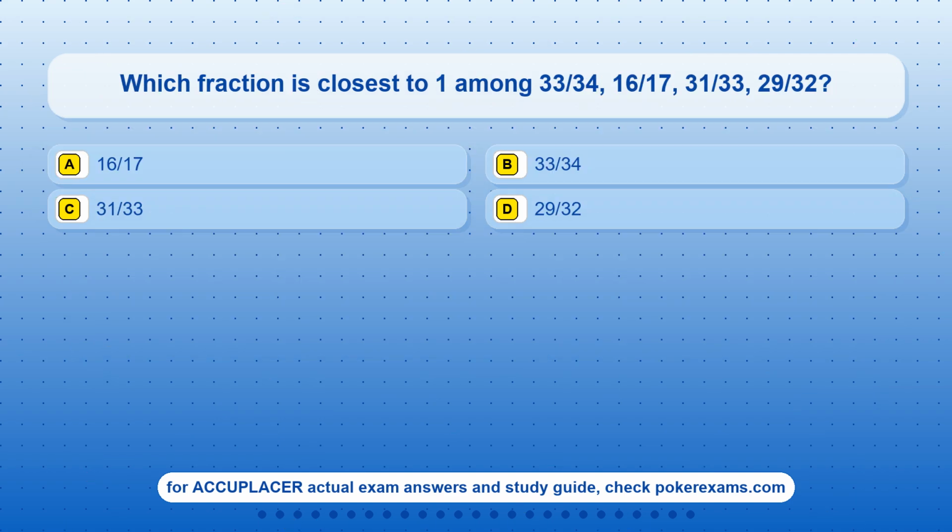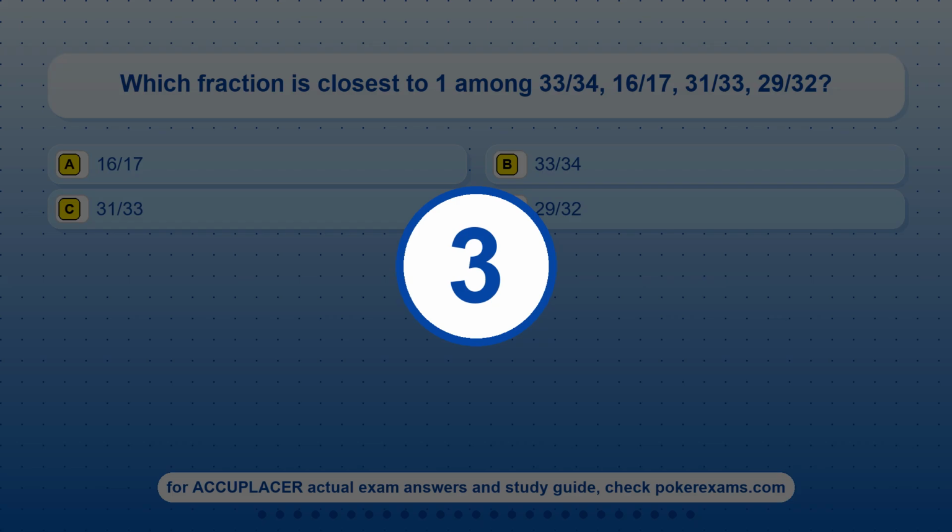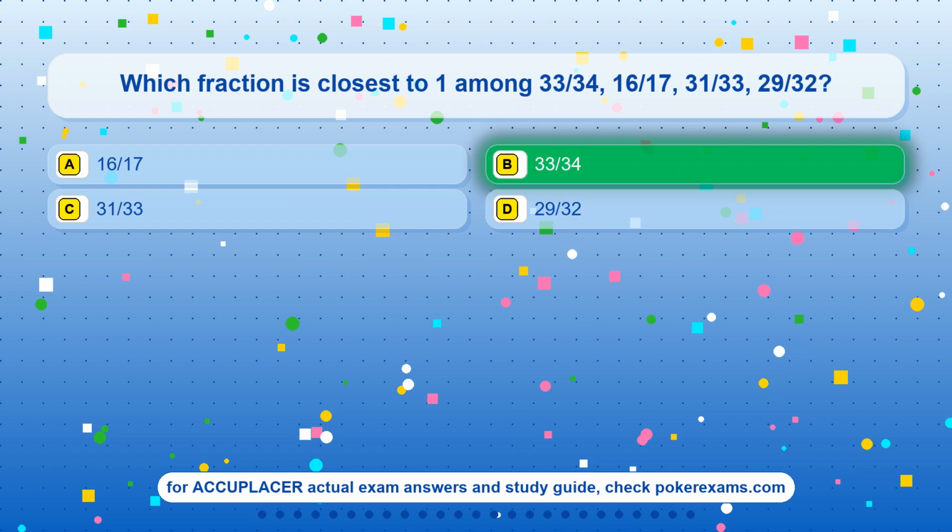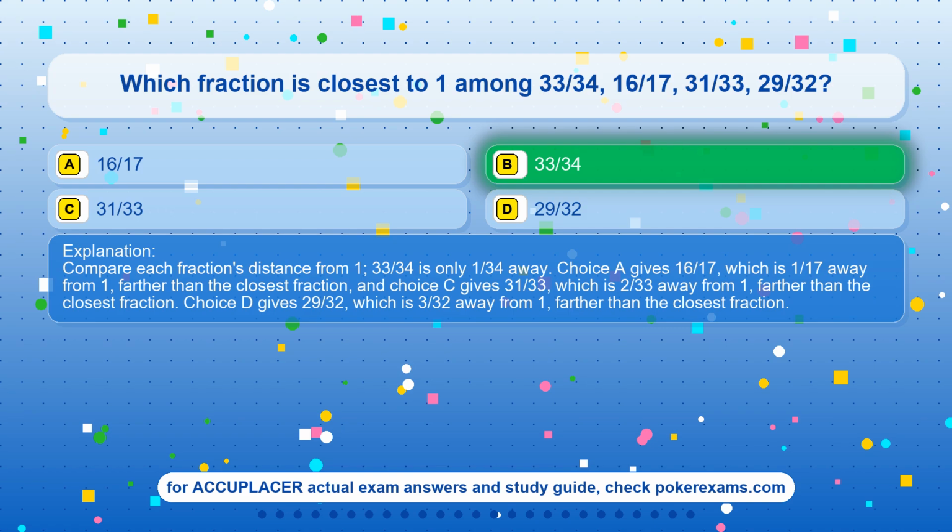Question 24. Which fraction is closest to 1 among 33/34, 16/17, 31/33, 29/32? Option A, 16/17, option B, 33/34, option C, 31/33, option D, 29/32. The correct answer is option B, 33/34. Compare each fraction's distance from 1. 33/34 is only 1/34 away.